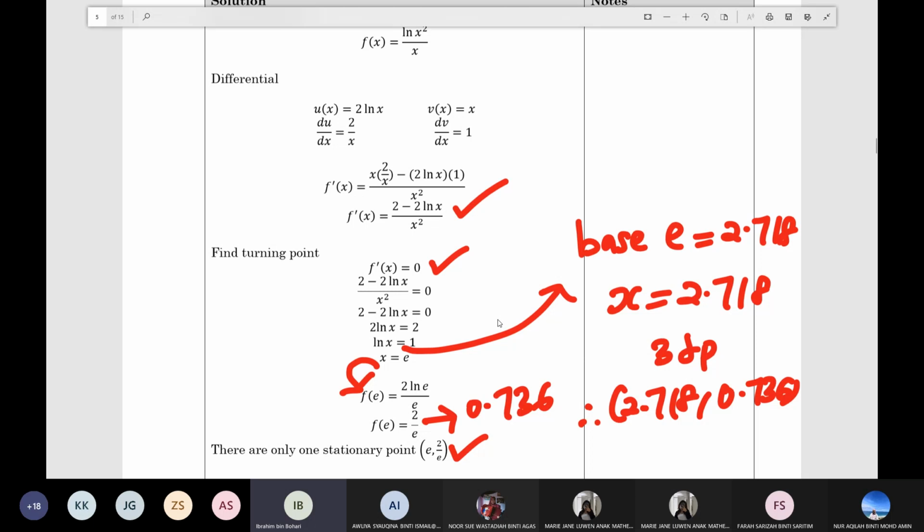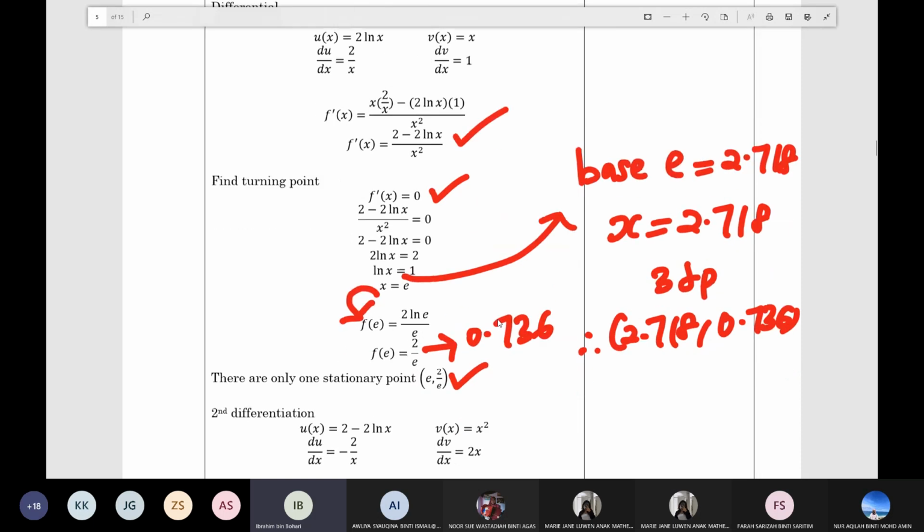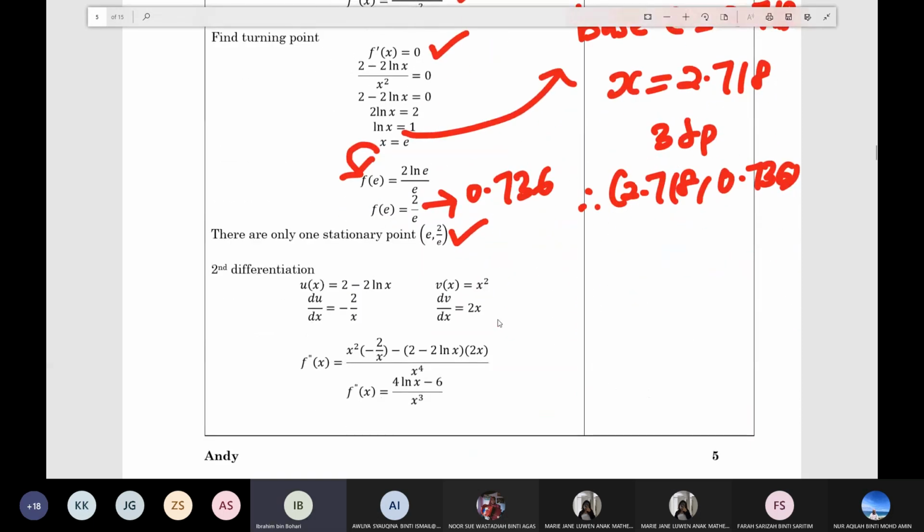Then, using the second derivative test, determine the relative extremum point. For the second derivative of the function, check: u equals 2 minus 2 ln x and v equals x squared. So you differentiate, and the second derivative equals 4 ln x minus 6 over x cubed. Check the answer.